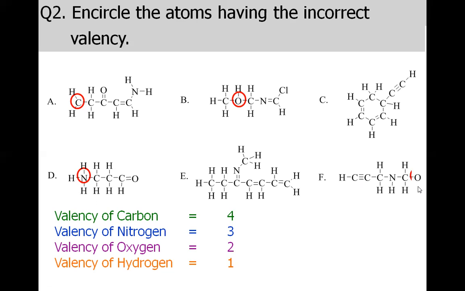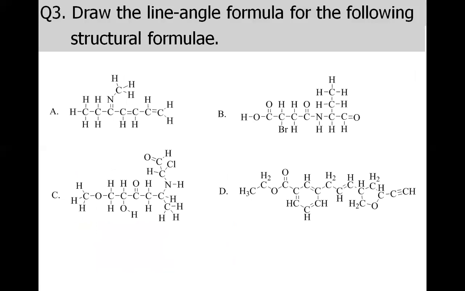So this oxygen is in incorrect mode of valency. So this was the question number 2. Now let us discuss the question number 3. In this question, we were given 4 expanded structural formulae, and we were asked to simply draw their line angle formula.